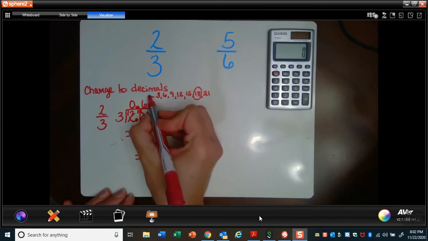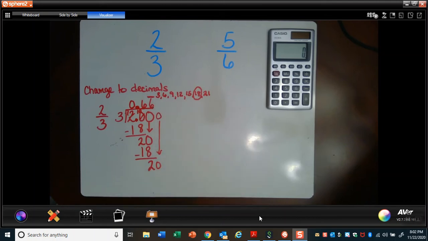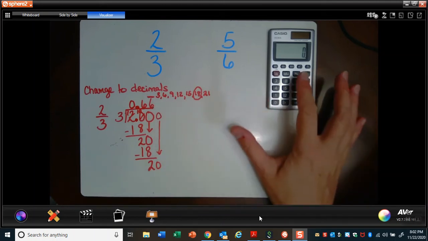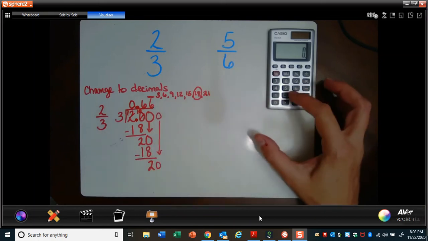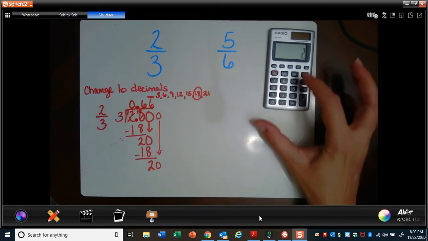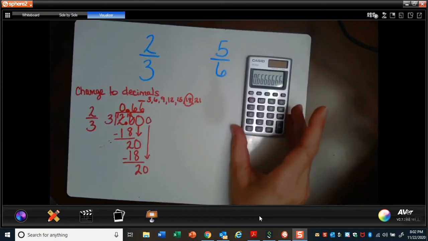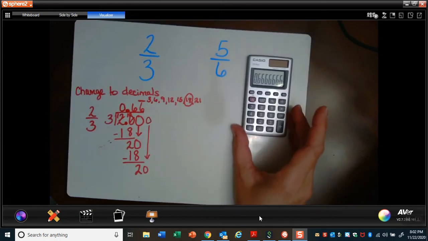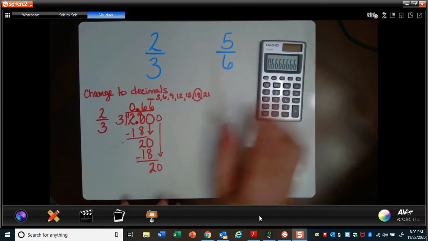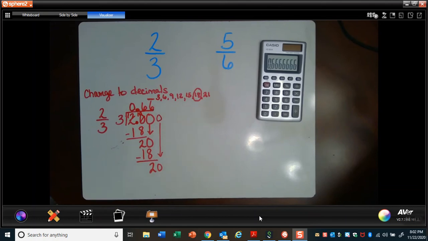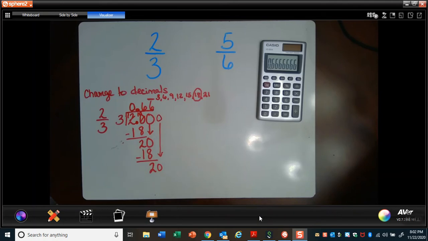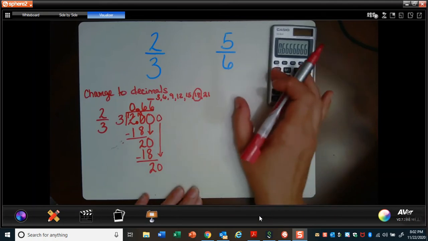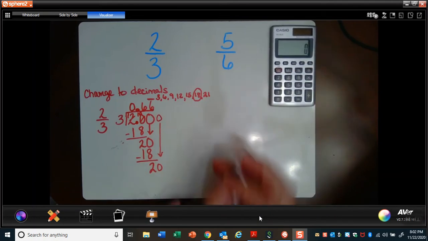So we call this a repeated decimal. Just to prove it, I'm going to go ahead and put it into my calculator. 2 divided by 3 is my division statement. 2 divided by 3, and you'll see I get that repeated decimal of 6. So I'm going to leave it at 66 hundredths. Now I'm going to take 5/6, and I'm going to do the same thing.